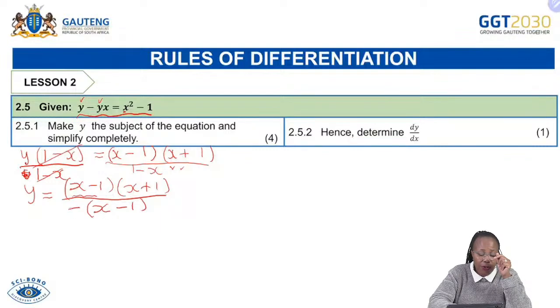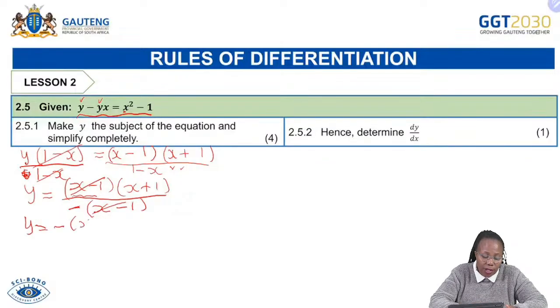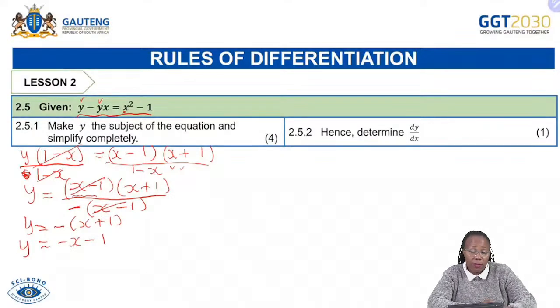Because now if you bring back this negative, it will be minus x and the positive one, which is the same term. So x minus 1 will cancel x minus 1, so we are left with y is equal to a negative into x plus 1, which is minus x minus 1. Okay, and this is worth 4 marks, great term.